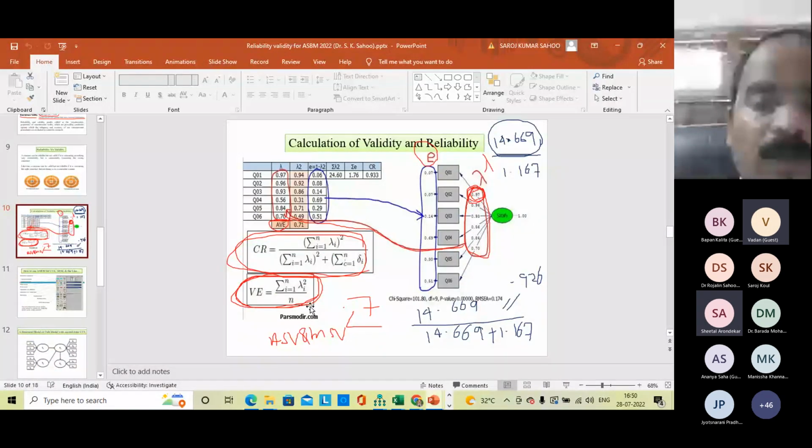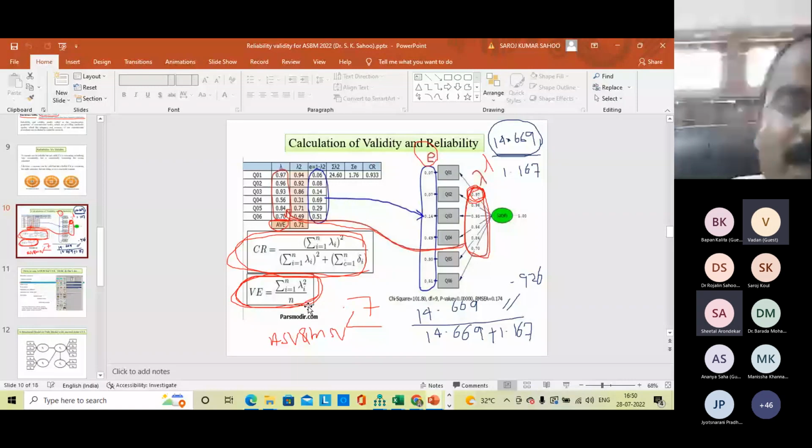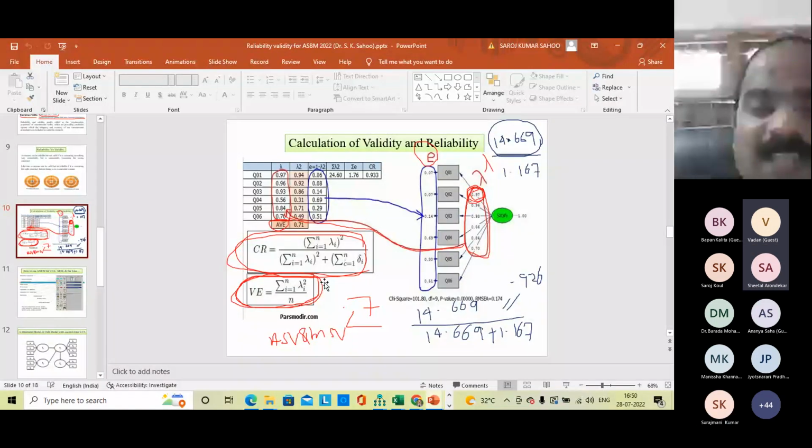Very simple. Formula of CR is summation of lambda square divided by summation of lambda square plus summation of error. Lambda means simply regression weights. Simply that standardized regression weight, nothing else. Under one construct, whatever standardized regression weights are there, like under one construct of my research, it was 5. So the standardized regression weights of those 5 you need to take. You need to square it first, then add it, then divide it by 5. Done. This is AVE.